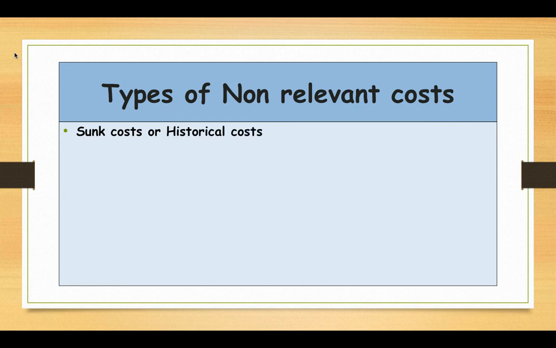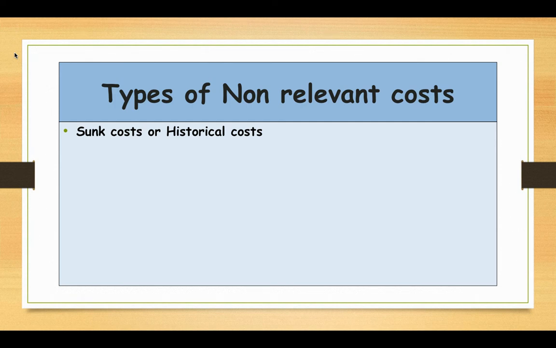So we are going to see some types of non-relevant costs. The first one is a sunk or historical cost or past cost. A sunk cost is a cost which has already been incurred. So those costs cannot be reversed. A new decision will have no effect on this cash which has already been spent. So we'll see some examples.